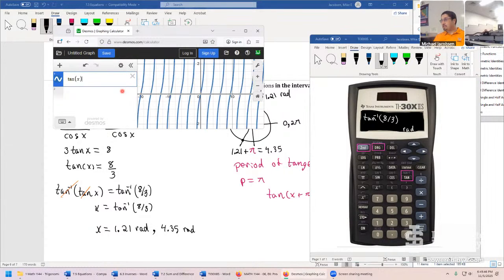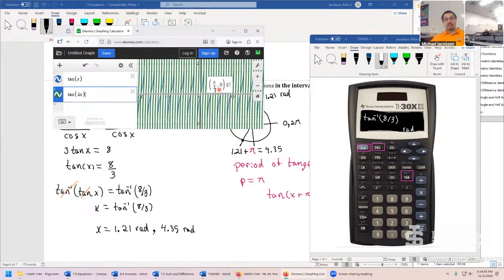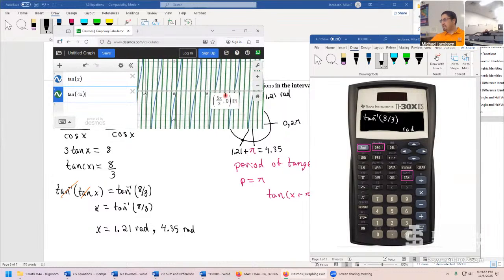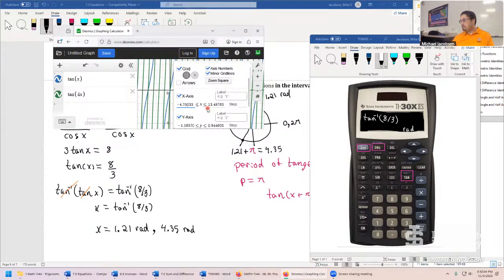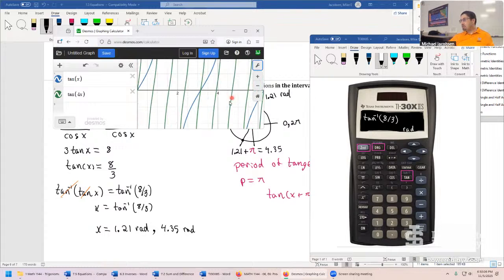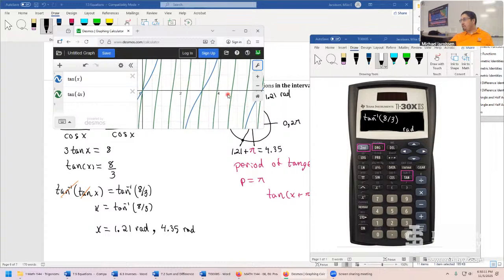Here's tangent x. This one only has two solutions. But if you're dealing with tangent 4x, then there's potentially many solutions. This is kind of hard to zero in on. Let me change my axis to 0 to 2 pi. So in blue, this is what we're dealing with if we're looking at just, say, tangent x.